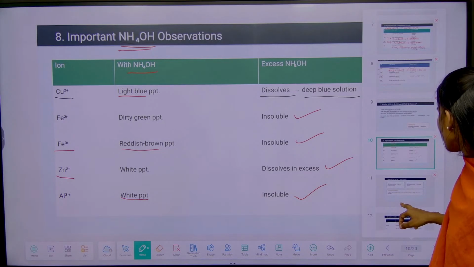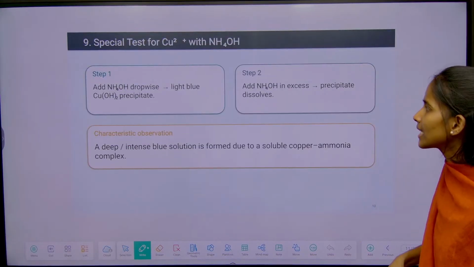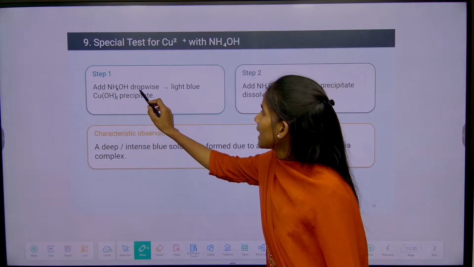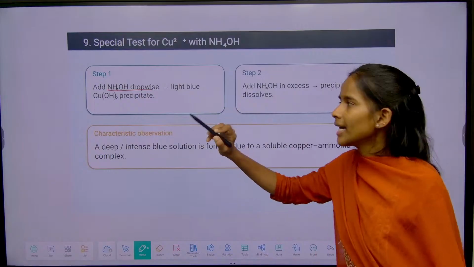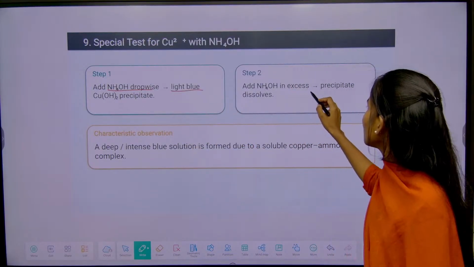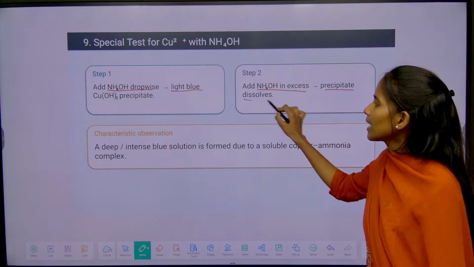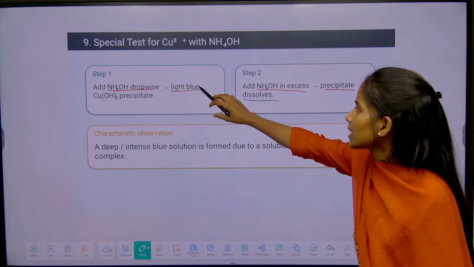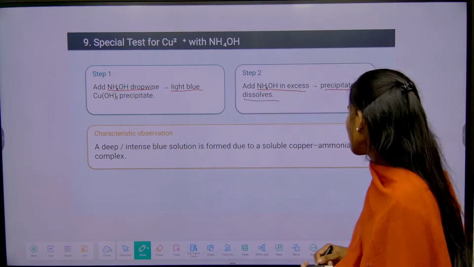Cu2+, we have already seen. What will happen? NH4OH we have to add dropwise. A light blue color copper hydroxide precipitate is formed, and if you add excess amount, it will dissolve. Cu2+ is a very important cation, keep it in mind.